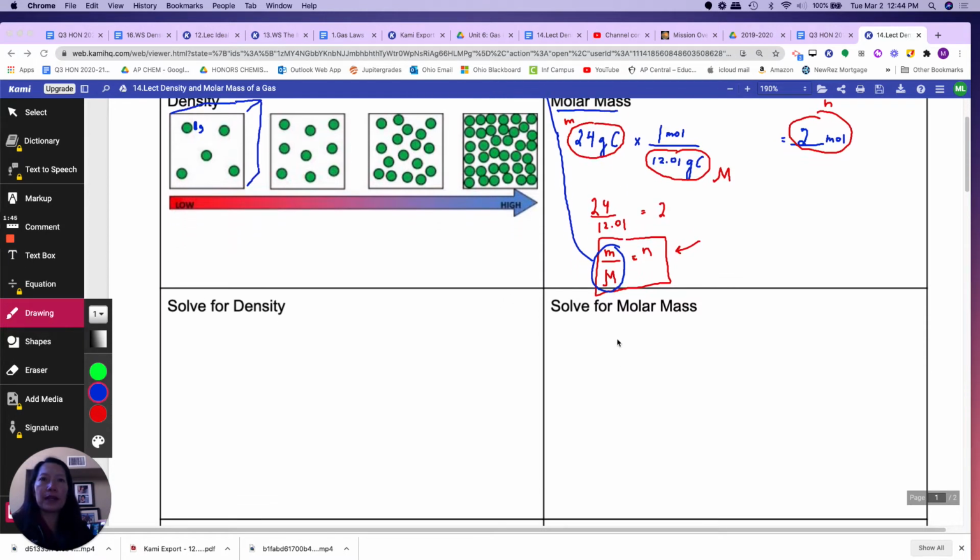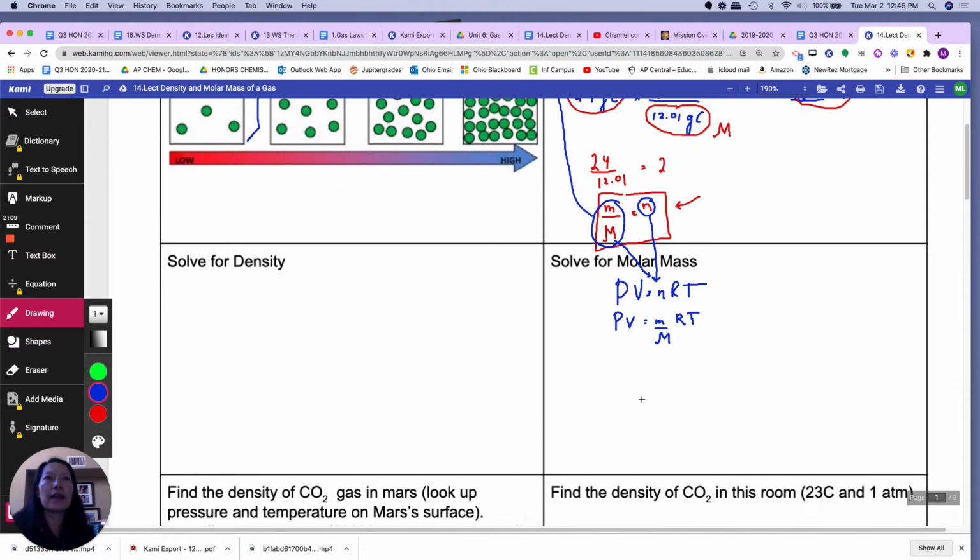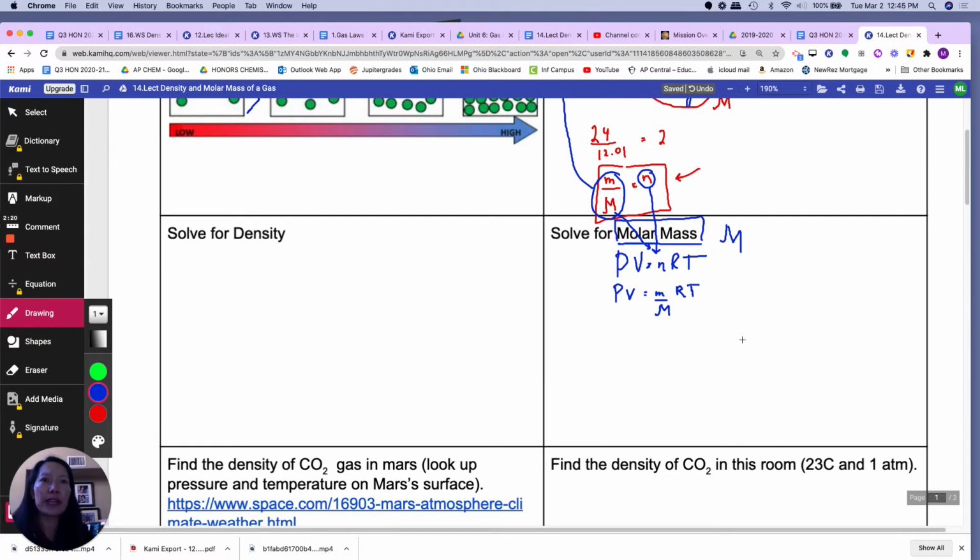Okay, let's do that. So first we go PV is equal to nRT, where you have the n right here. You're going to plug in little m over big M. So PV is equal to little m over big M RT. Next, to solve for molar mass, the symbol for molar mass again is big M. So all we have to do now is do whatever we can to get big M on one side and we can get the formula.